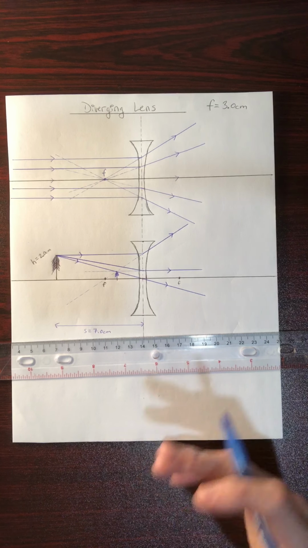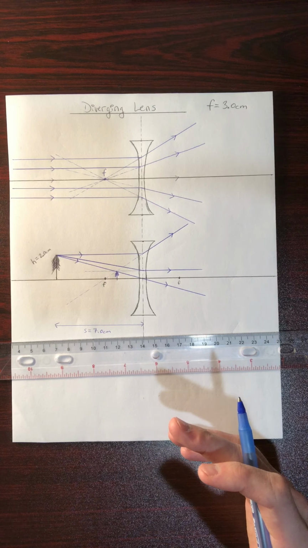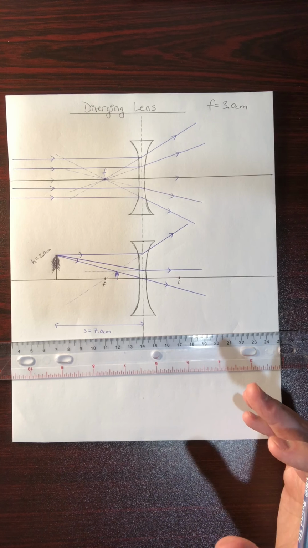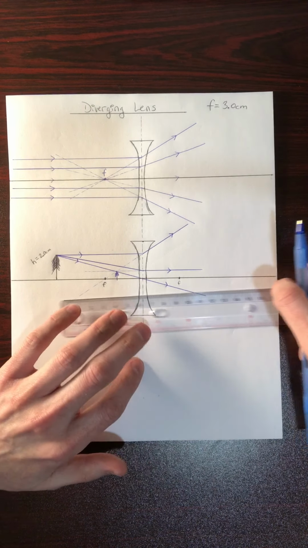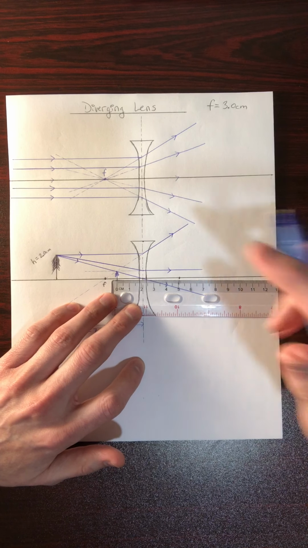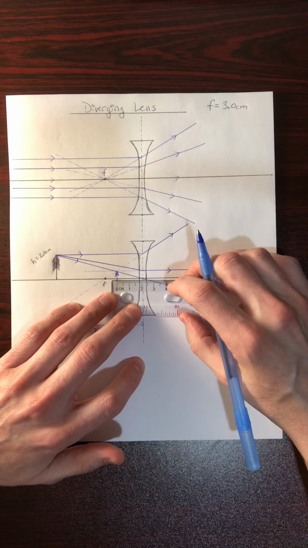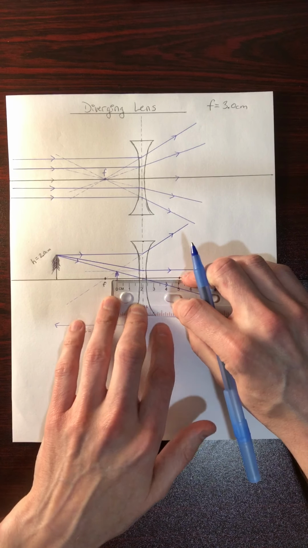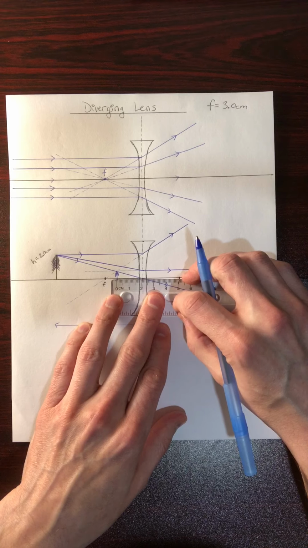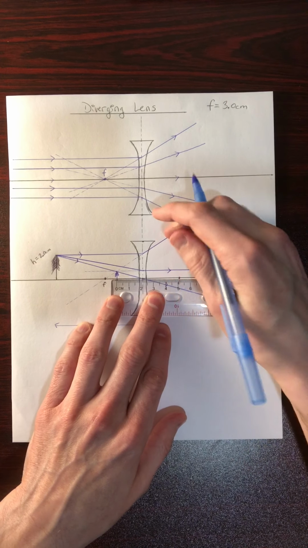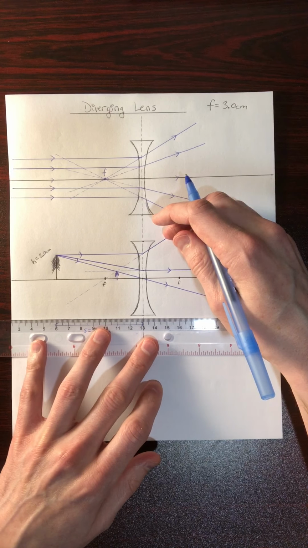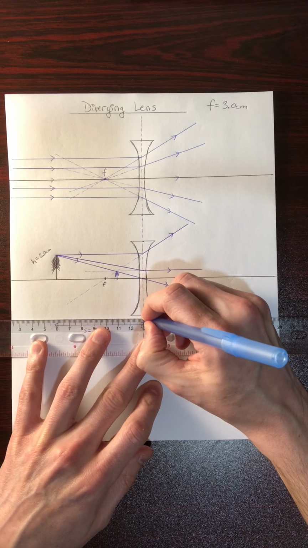One, it is smaller than the original object. Two, it's right side up. And three, we can get a sense of where that distance is from the lens. And we're looking like we've got a distance that is just over 2 centimeters. It's about 2.1 centimeters here. So I'm going to just make a note of that at the bottom.